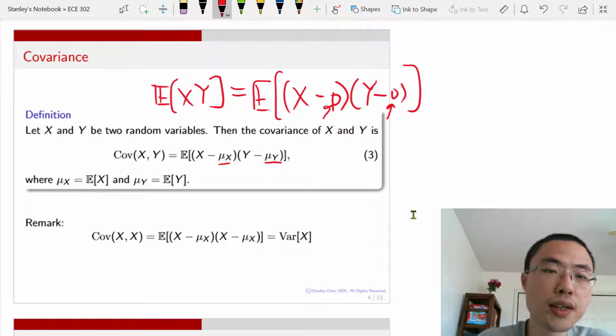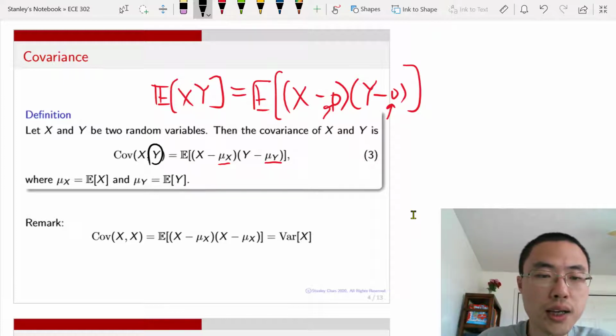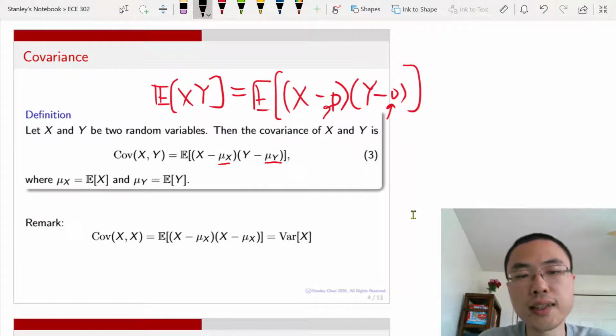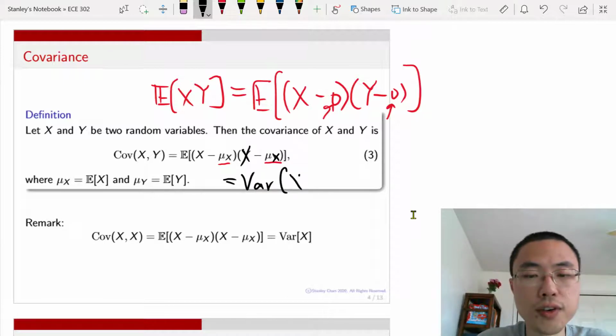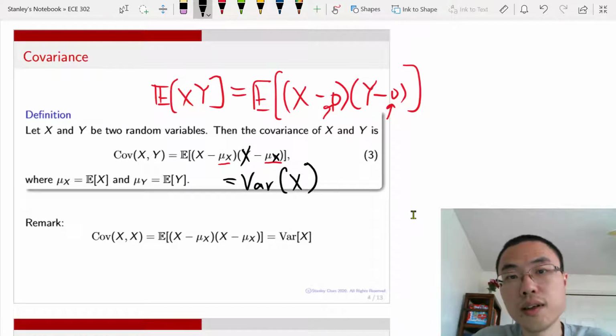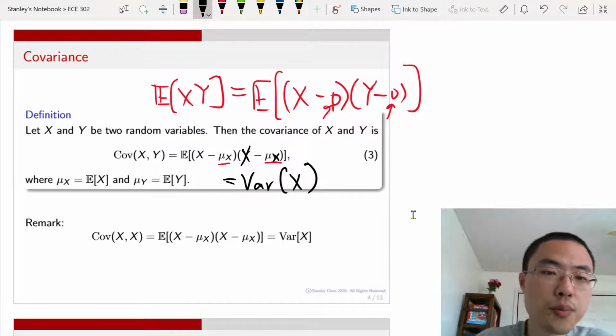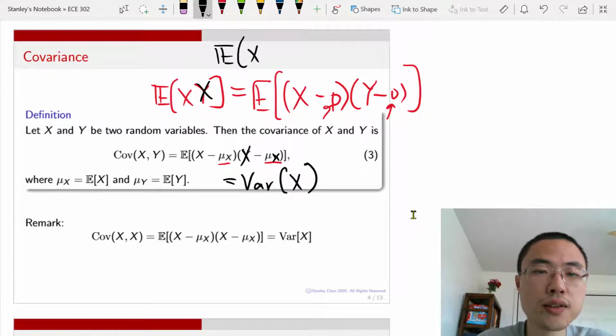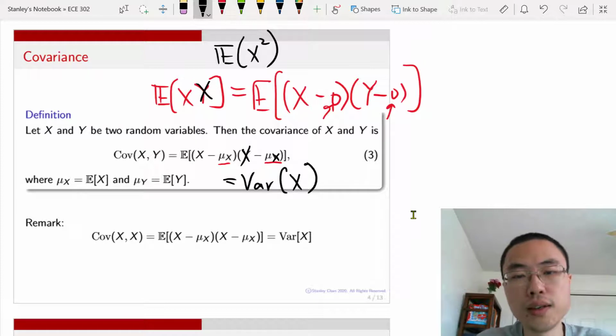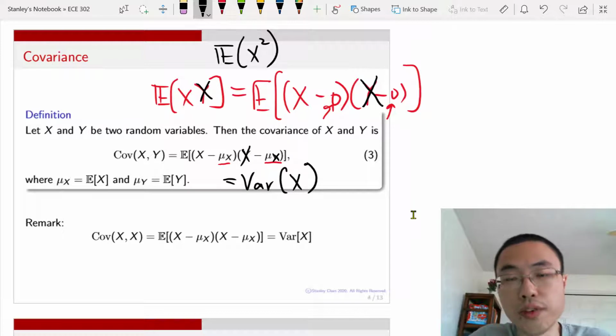Another thing to realize is that if you replace your y by x, so you have the covariance of x and x, then you have x here, you have mu x here. This is actually the variance of x. Now you can also think about what happens if you replace the y in the joint expectation by x. Then you have the expectation of x squared. Is it true that when you replace the y by x, this is indeed the second moment of x?